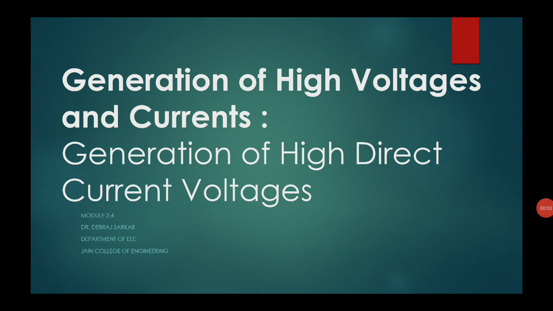We are still continuing in module 2, where we are talking about generation of high voltage and current. We are on the topic of generation of DC voltages. Continuing from the previous lectures, where we have seen different ways of converting AC voltage to a DC voltage using rectifiers and voltage multipliers, now we'll talk about the actual generation of the DC voltages.